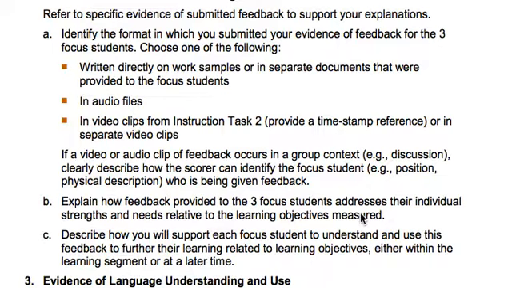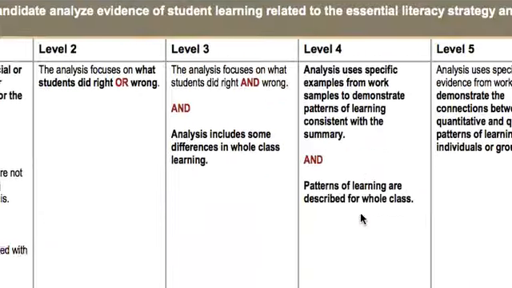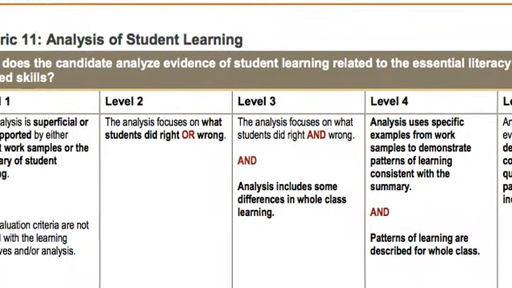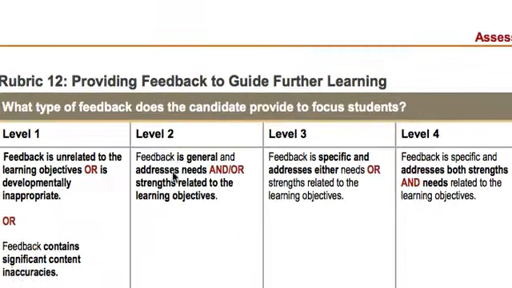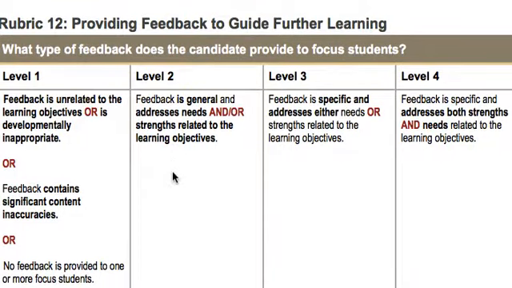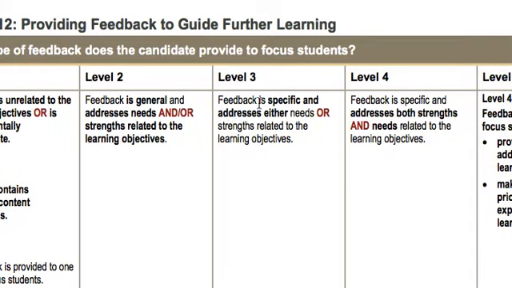Are you going to walk them through it together? Are you going to give them independent time? What kind of incentives are you using for those students who aren't motivated? These are the essential questions you are being asked to answer. So when we look at the rubrics, we're looking at rubric 12 first, providing feedback to guide further learning. A 3 is feedback is specific and addresses either needs or strengths related to the learning objectives. Again, everything has to be related to the learning objectives.